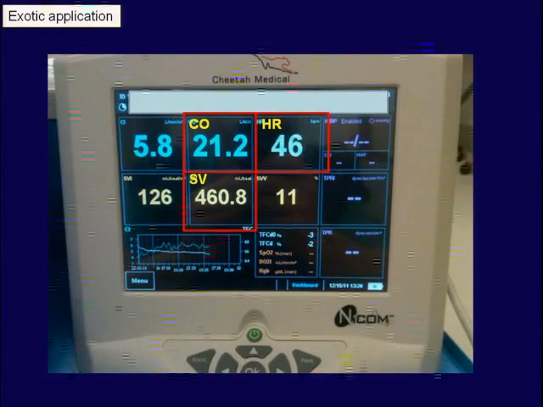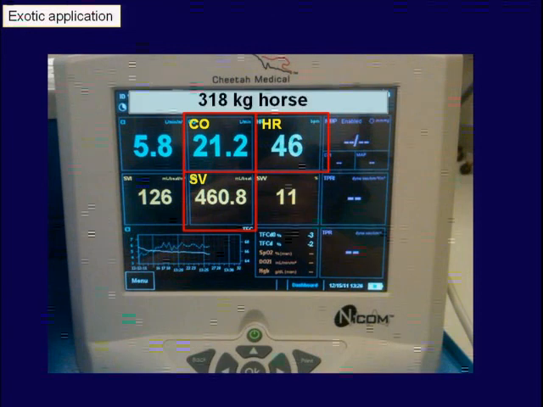And finally, there's this one that I wanted to show you. Now, a cardiac output of 21 liters a minute, okay, in a trained athlete, maybe that makes sense. But at a heart rate of 46 and a stroke volume of 461 milliliters, something's just not right here. Well, actually, this is a 318-kilogram horse.